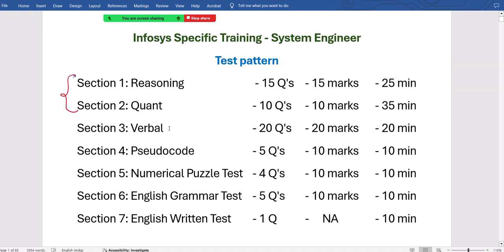Third one, verbal. This is very important. They are focusing more on verbal. Infosys means verbal. In fact, this English grammar test is also verbal only. These two sections are playing a key role. And pseudocodes, weightage is more in these three sections. Some people are feeling the puzzle test is also difficult, so you have to focus on that area as well.